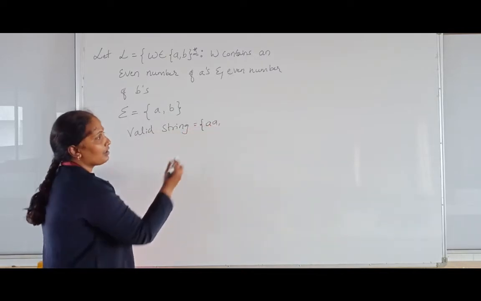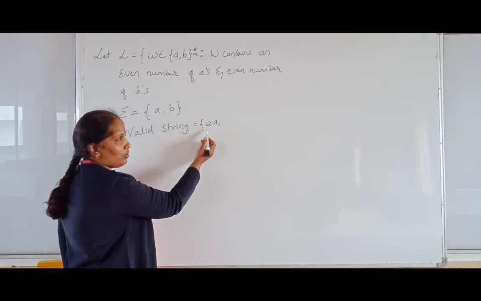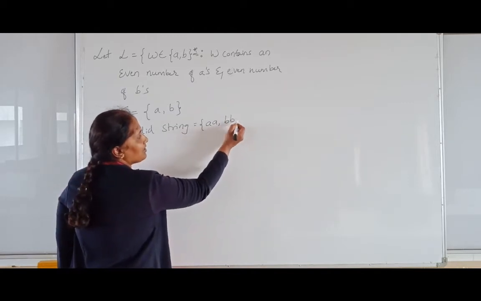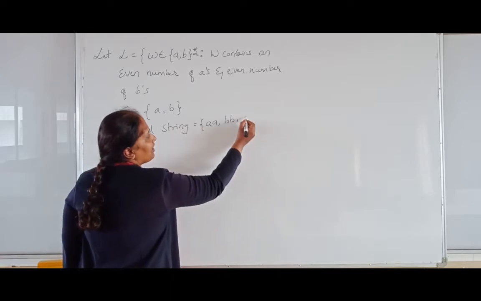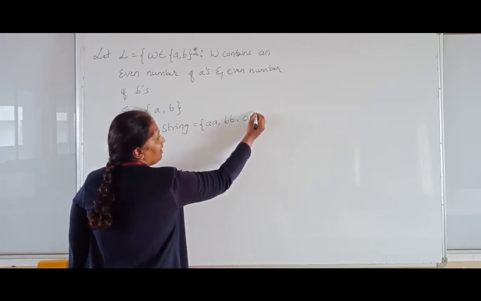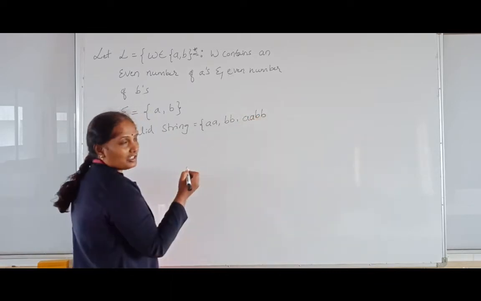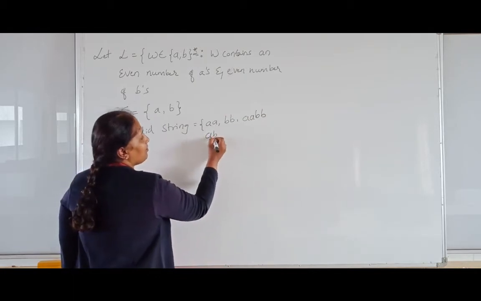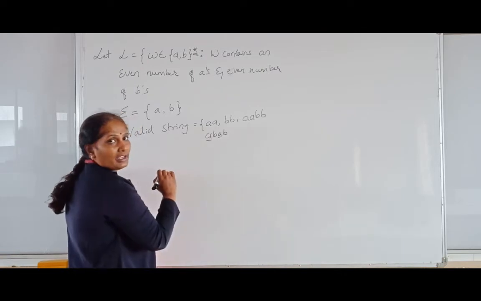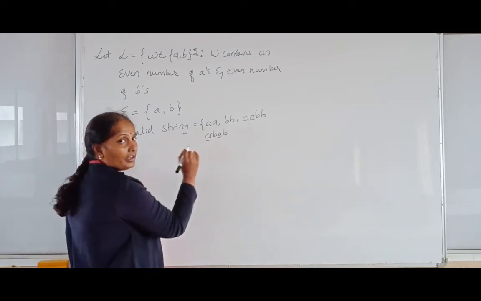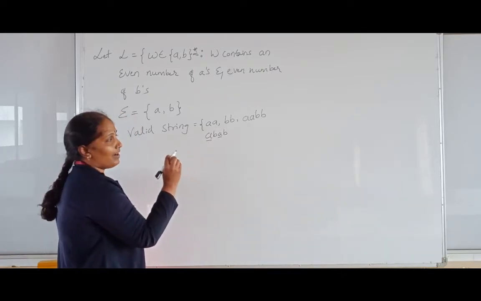AA, because A is occurring an even number of times. BB is also a valid string. The count of B is even in the language. Next, AABB is a valid string. Next, ABAB is a valid string. Check out the occurrence of A and B in the string. It is occurring 2 times and 2 is an even number.